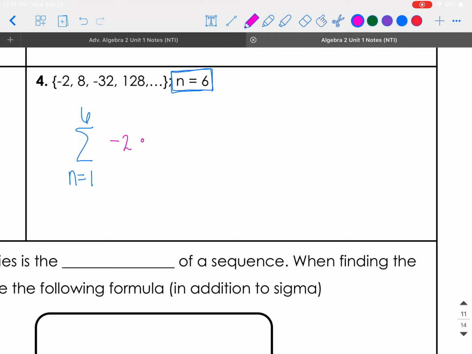A1, which is -2, times my R. If you're not sure what your R is, just by looking, you can take any of those numbers. So let's say I take -32 and you divide it by the one before it. So -32 divided by 8 is -4. And then my n minus 1 goes in the exponent.